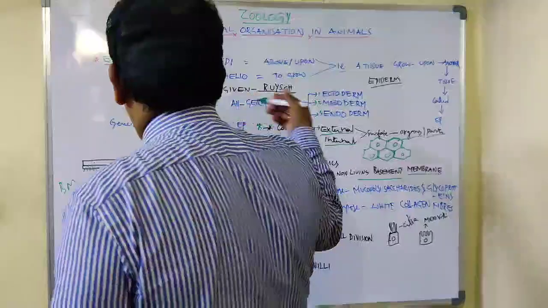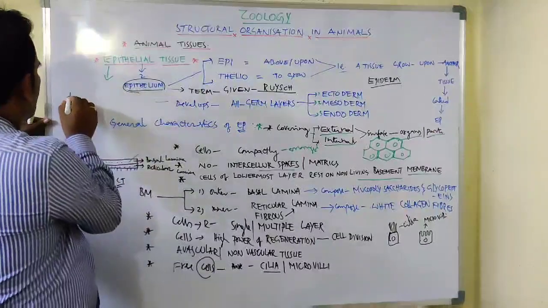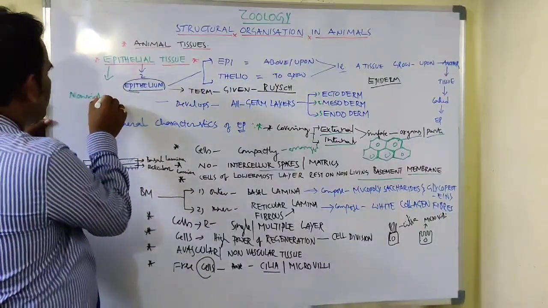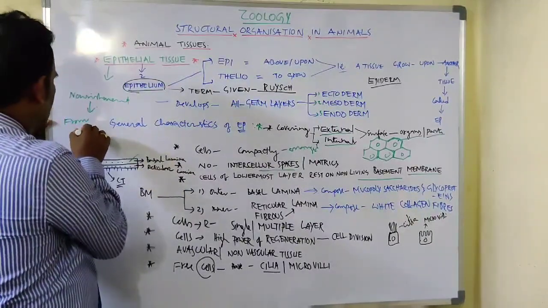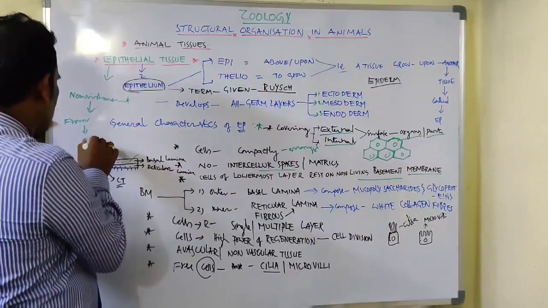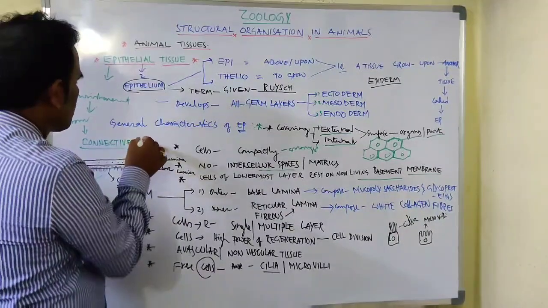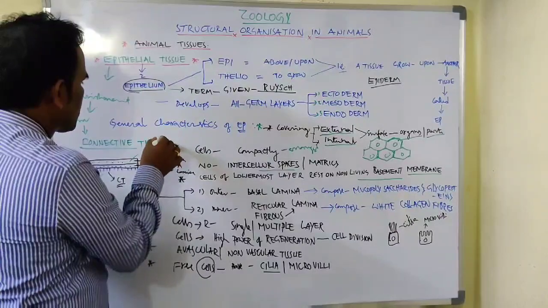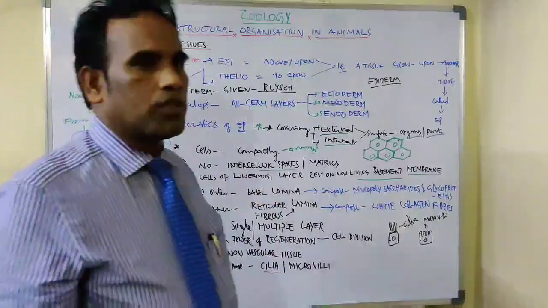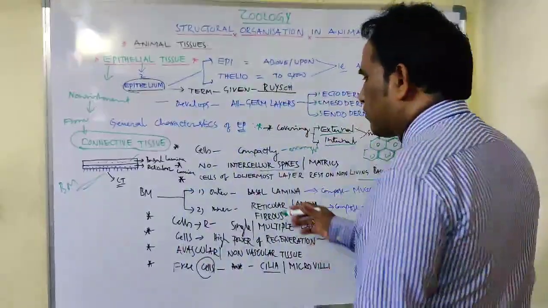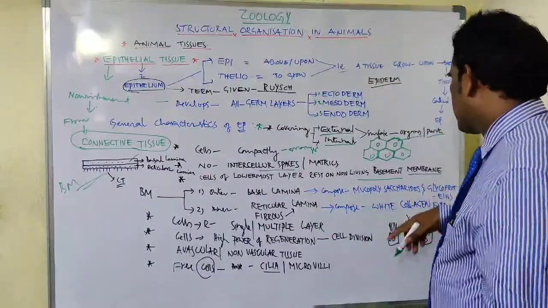So the epithelium gets nourishment from connective tissue. Because it is lying on the connective tissue, it gets nutrients from it. The basal lamina is composed of mucopolysaccharides, and the inner layer is white collagen fibers.